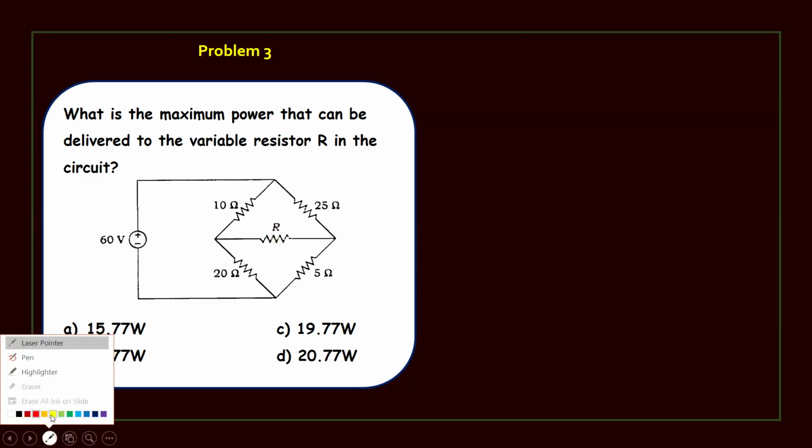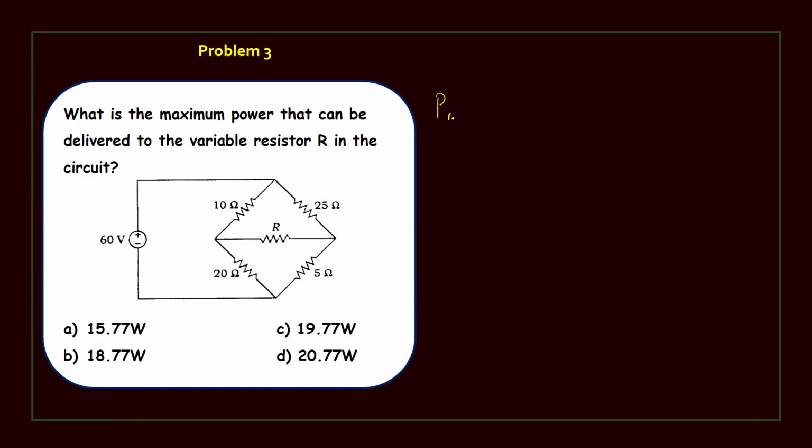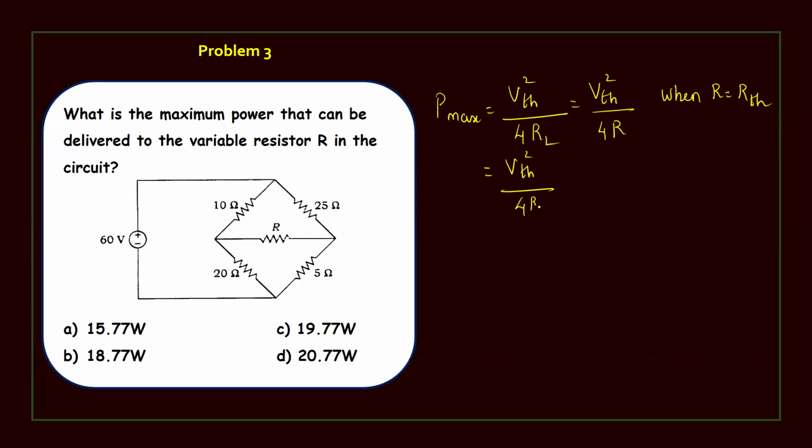So we will write the formulation for that. First, we need to find the maximum power. It is Thevenin voltage square by 4 times the load resistance. So here the load resistance is nothing but R. R is given as the load resistance. So 4 times R. So when will the maximum power be delivered? When R equal to Thevenin's resistance. So we can write the formulation as V Thevenin square by 4 times R Thevenin. Now we need to find V Thevenin and then R Thevenin.